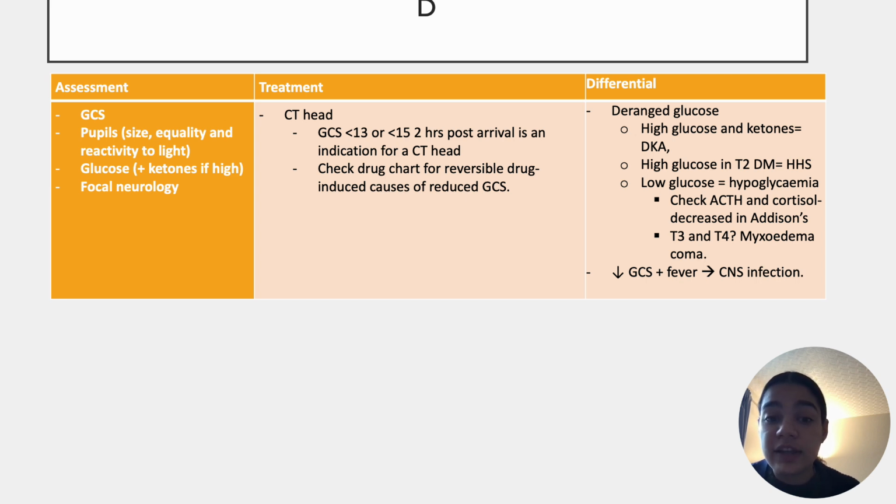But I've just put here, if their GCS is less than 13, or if it's less than 15 2 hours after arrival, that is an indication for a CT head. If your patient's been in hospital for a while, you also want to look to see if there's anything in their drug chart that could be causing a reduction in GCS.